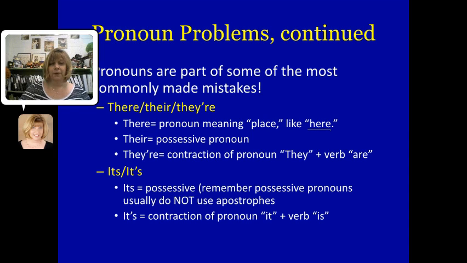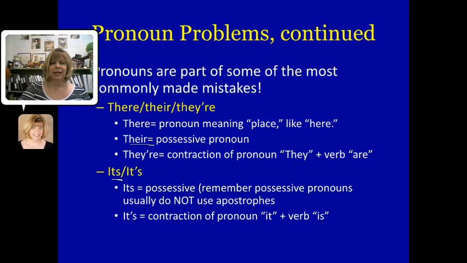T-H-E-I-R is the possessive pronoun when you want to say something belongs to someone. Please give them back their dinosaur. And then they're becomes the contraction of the pronoun they plus the verb are. And they are going to be mad if you don't give them back their dinosaur. So again, notice that the possessive format does not use the apostrophe.